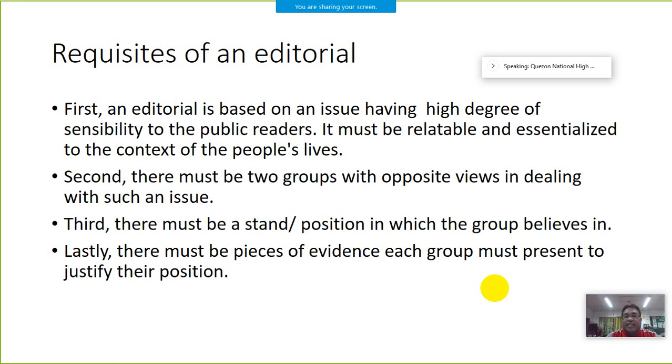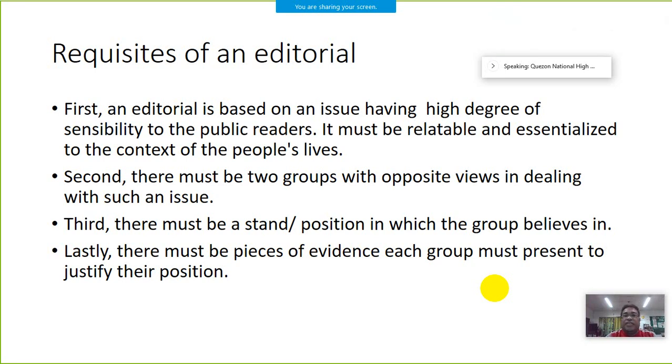First, an editorial is based on an issue. That's why I have given you a sample, who is the most watched or the most popular TV network, for example, between ABS-CBN and GMA7. So that's an issue. And there are two groups at least. One would prefer the ABS-CBN and the other group would prefer GMA probably.